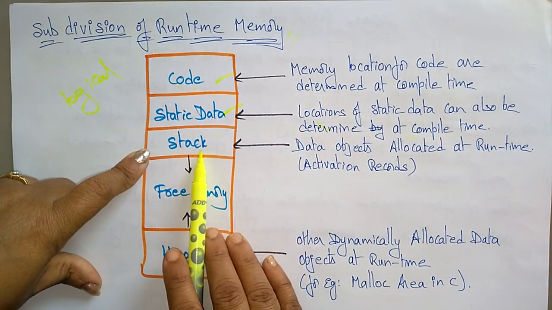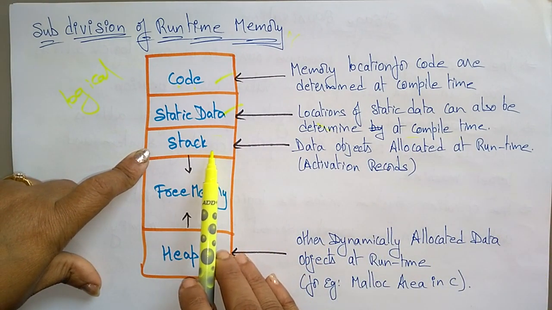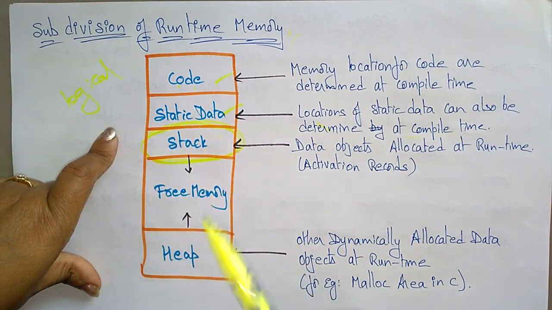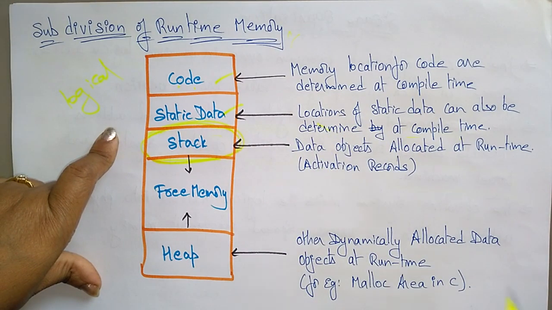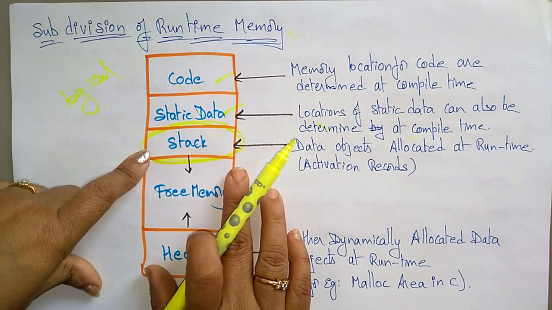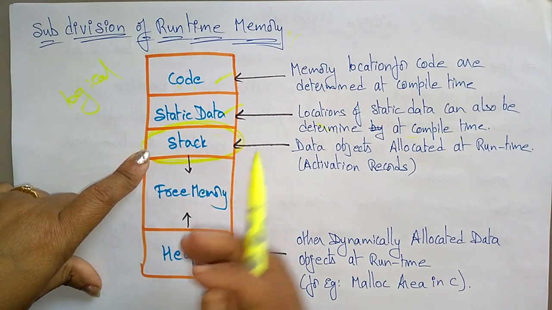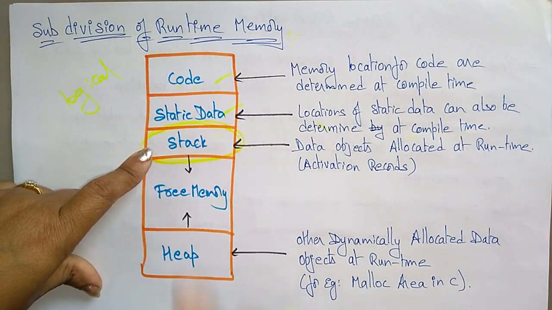Now coming to the stack. We know the stack is a temporary data storage, where data objects are allocated at runtime. The activation record is stored here. The activation record means the variables we are using at present, the active part of the execution. All the data objects allocated at runtime are stored in the stack. Whenever the stack becomes empty after taking items one by one, your program has been executed.